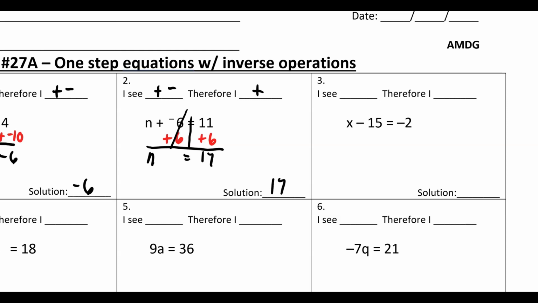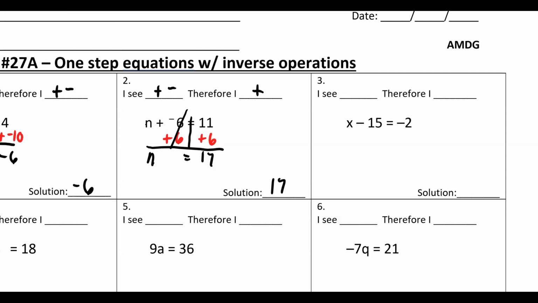In this case, had I said, oh, I see addition, therefore I subtract, well, negative 6 minus 6 would have actually given us negative 12, and that would have messed us all up, right? 17 plus negative 6 is 11, but if we did 11 minus 6 and got 5, 5 plus negative 6 is not 11, it's negative 1. So therefore, adding the opposite is very helpful to us.